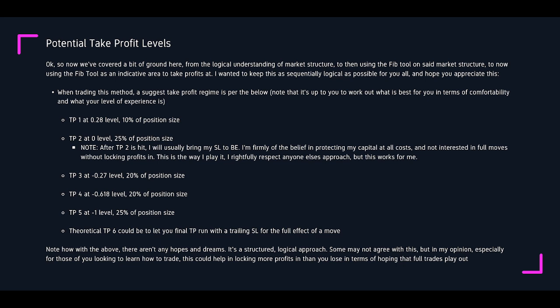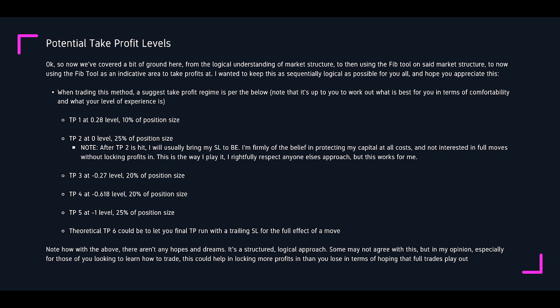This is the way I genuinely play it, and anyone who wants to counterplay that or suggest that's not right, that's cool. I rightfully respect where you're coming from, but this is the way I play it. It's not right, it's not wrong, but it certainly does lock in profits, especially if you're a new trader looking to protect your capital at all costs.